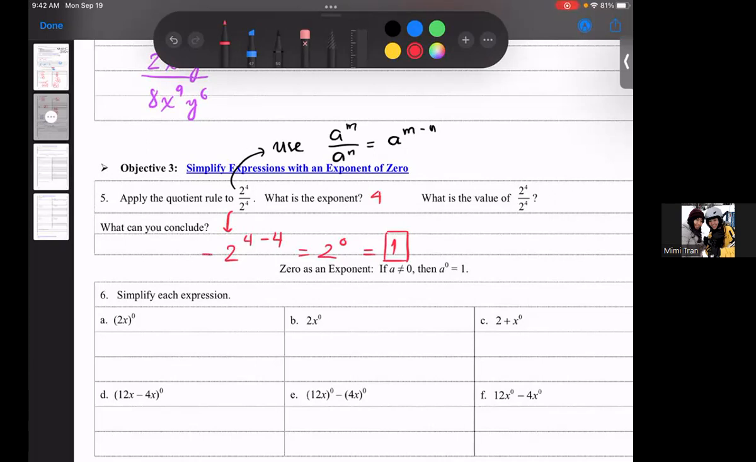So let me write out one more thing here. So I got 2 to the 4 divided by 2 to the 4. And we know this is equal to 1. So 2 to 0 must be equal to 1.